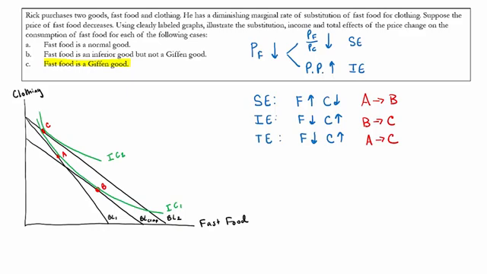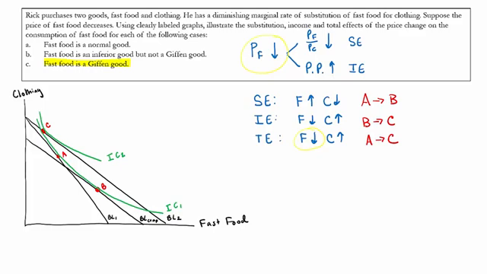Because fast food is a Giffen good, fast food must break the law of demand. The price of fast food goes down, and the consumer actually wants to buy less of it. That means they have to buy more clothing. The graph is different as well. Notice that the placements relative to each other of A, B, and C are different. Now C is furthest to the left, A is in the middle, and B is furthest to the right.